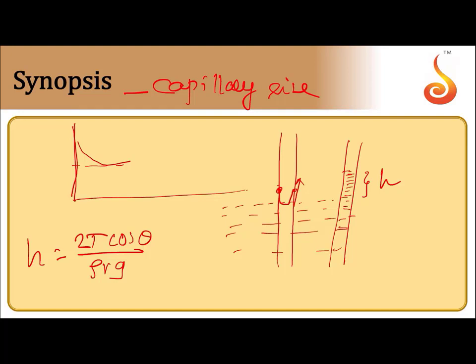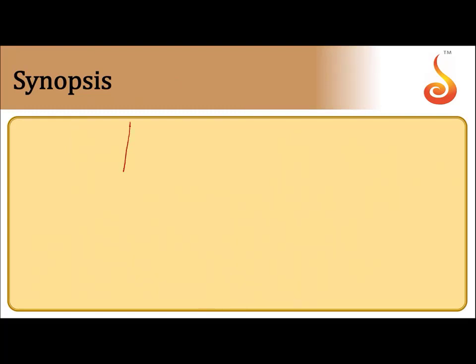Capillary rise is given by 2T cos theta divided by rho r g. Rho is the density of the liquid, r is the radius of the capillary tube, g is the acceleration due to gravity, T is the surface tension, and theta is the angle of contact. This height is measured from the bottom of the meniscus. However, there exists some liquid above this line also. So if the correction is to be taken into consideration, something like this happens.